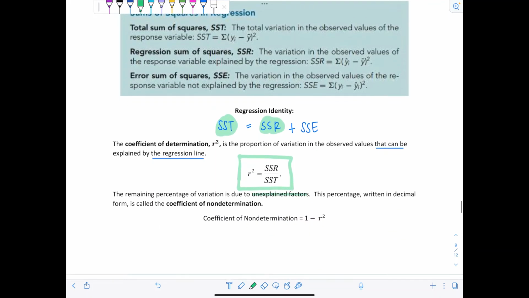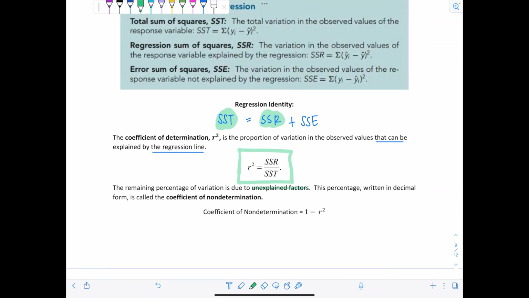This percentage, written in decimal form, is called the coefficient of non-determination. So if you're asked to find the coefficient of non-determination, it's 1 minus r squared, and the coefficient of determination is just r squared. Okay?